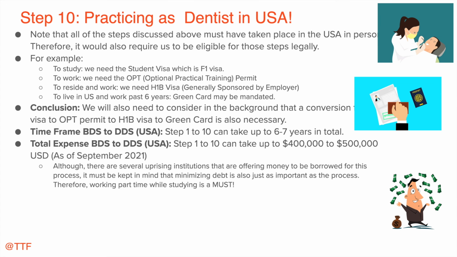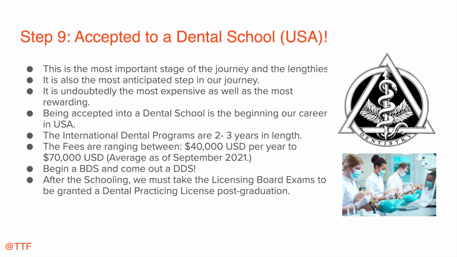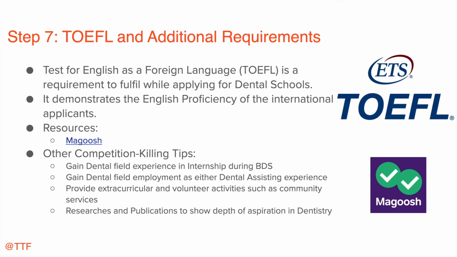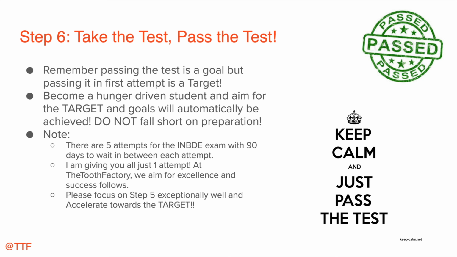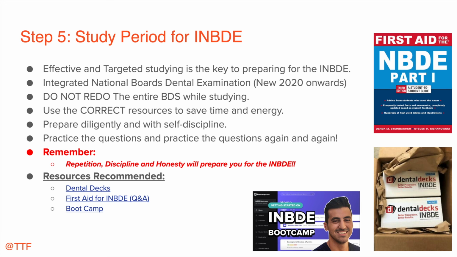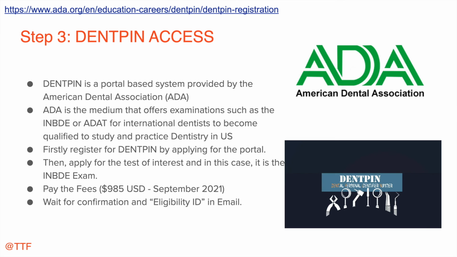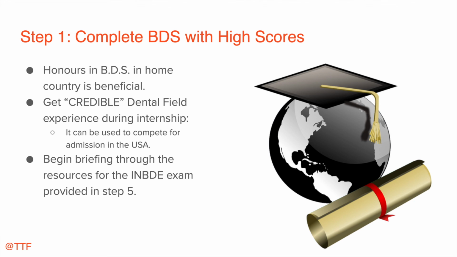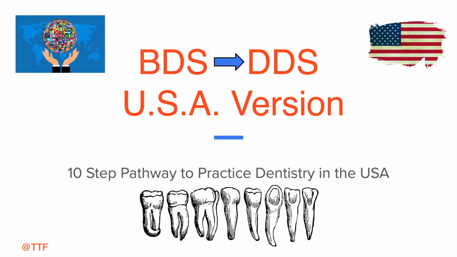Even though it's $400,000, $500,000 in debt, even though it is $40,000 to $70,000 per year, and you have to go through 9 steps where you apply for this portal, this exam, taking the actual test in first attempt, you want to pass it. These are the different types of study materials you have to purchase. You have to schedule the test, and the Dent Pin portal and the ECE portal, and so on and so forth. After completing a whole dental degree from BDS at home, well, that's what this journey is.